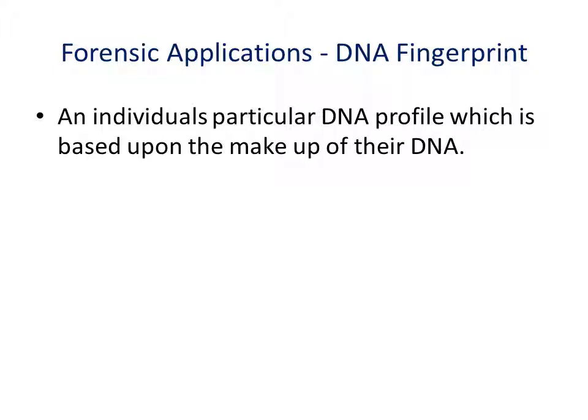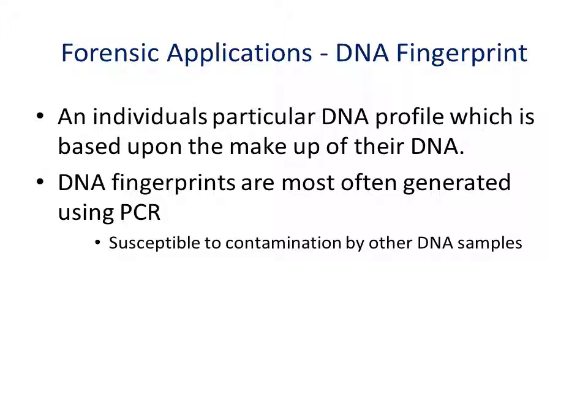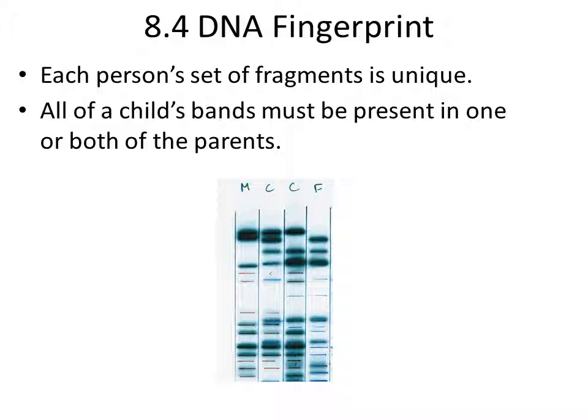So with regards to your particular fingerprint, each individual is going to have a specific DNA profile, which is based upon their DNA. Like I said, you will usually have to amplify your sample using PCR. This can introduce some contamination, and hopefully your sample is not degraded. Then run this out on a gel and you can analyze it. As I said, each person's set of fragments is going to be unique to them. For a particular child, all of their DNA has to come from either mom or dad.